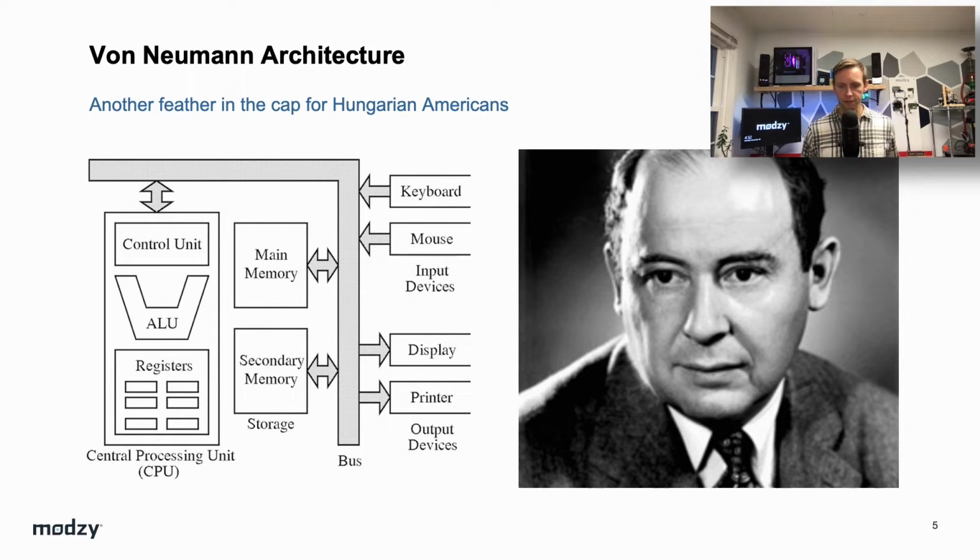And it was composed of three big buckets of things. One was the memory. That is the place where we store both our program instructions as well as our data. It includes our central processing unit, which is broken into a control unit, an arithmetic logic unit, which is doing the math, and then registers, which are storing intermediate variables. And then finally, all the inputs and outputs connected via a bus.